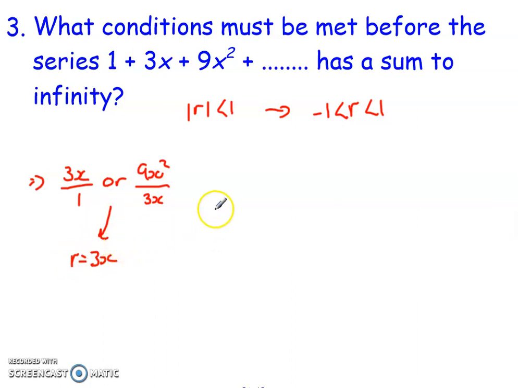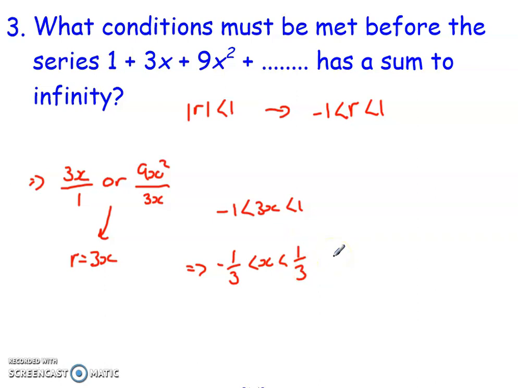So for this series, what I can say is fine, so for it to have some sort of sum to infinity, -1 has to be less than 3x, which has to then be less than 1. Now, I want the condition to be based solely on x, not 3x, but just x itself. So if I divide this whole thing through here by 3, what I can then say is therefore if -1/3 is less than x, which is less than 1/3, I'm going to get a sum to infinity for that series.